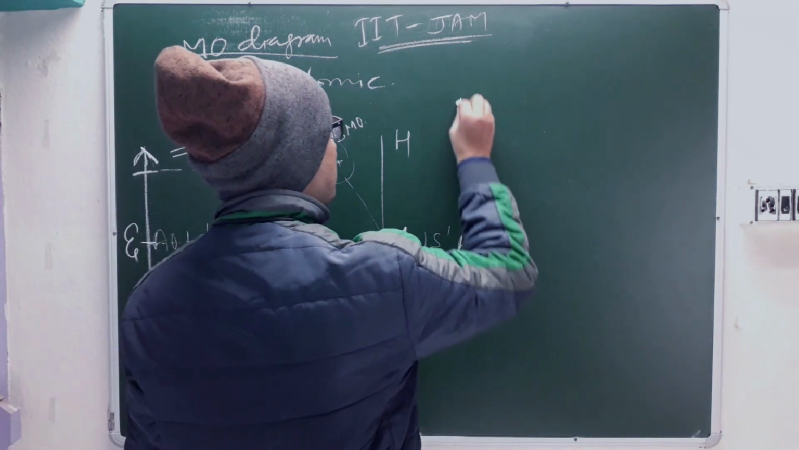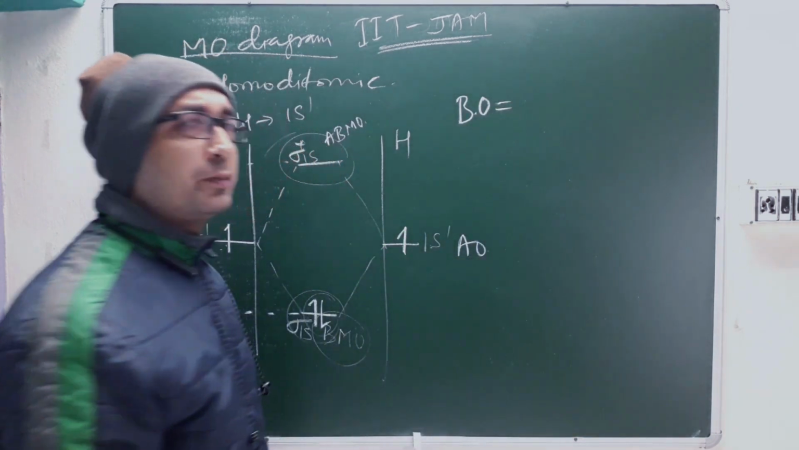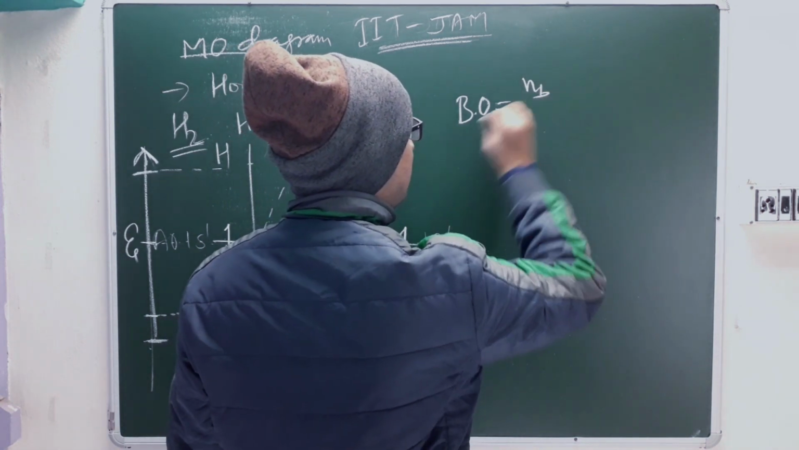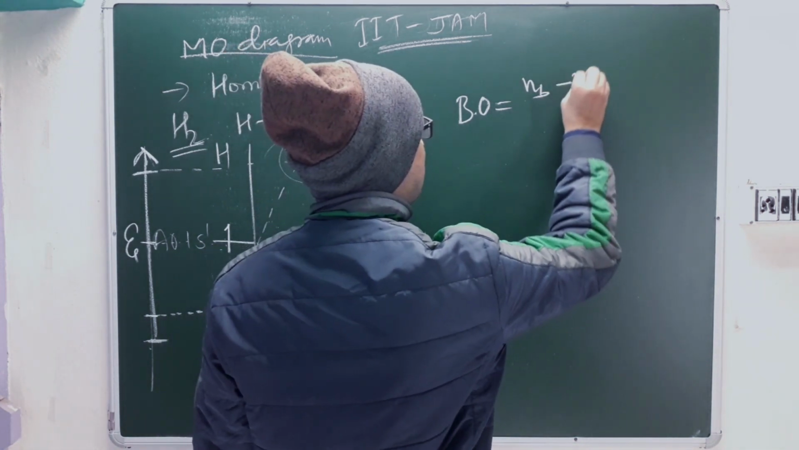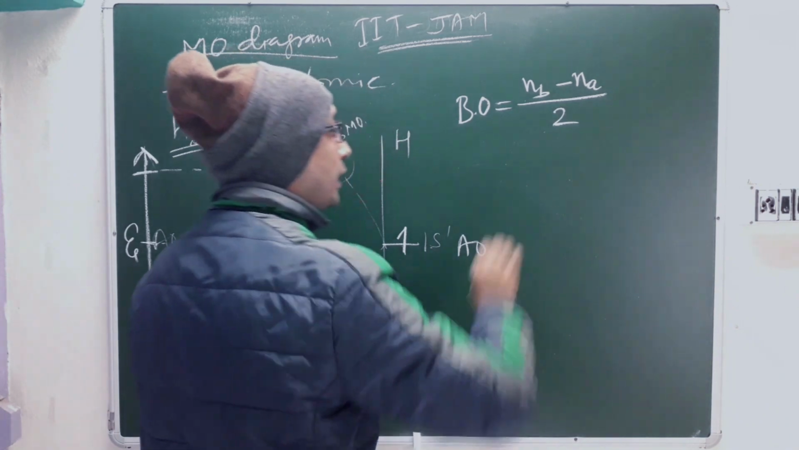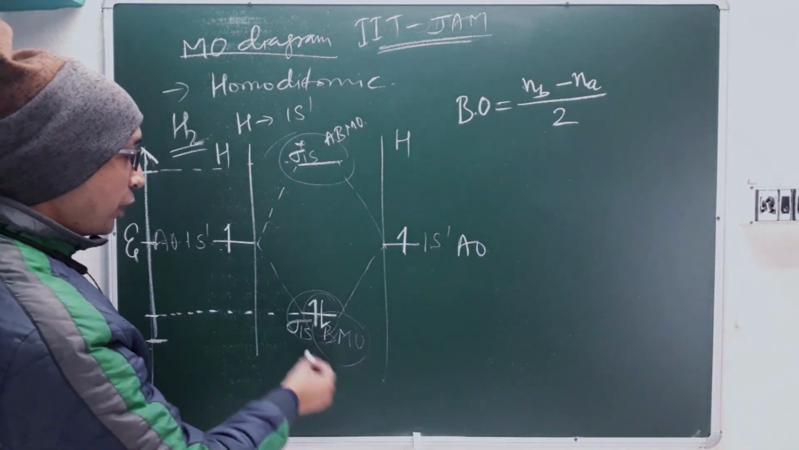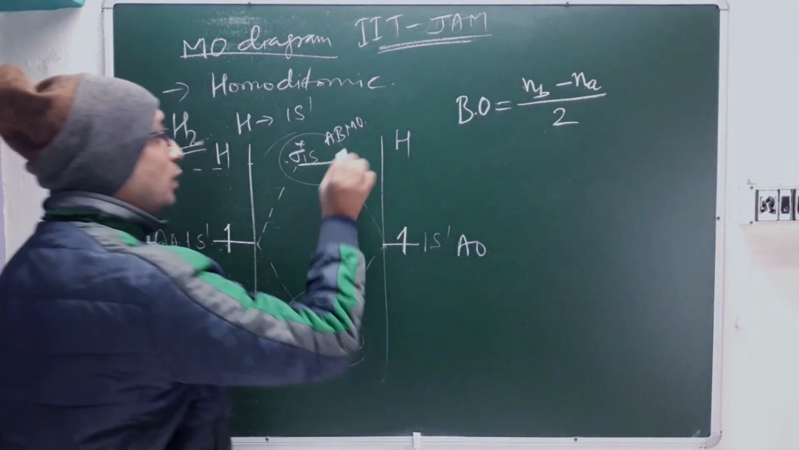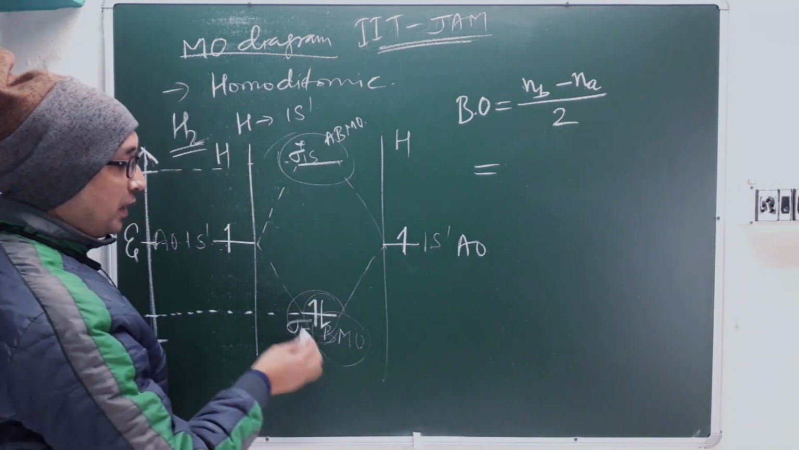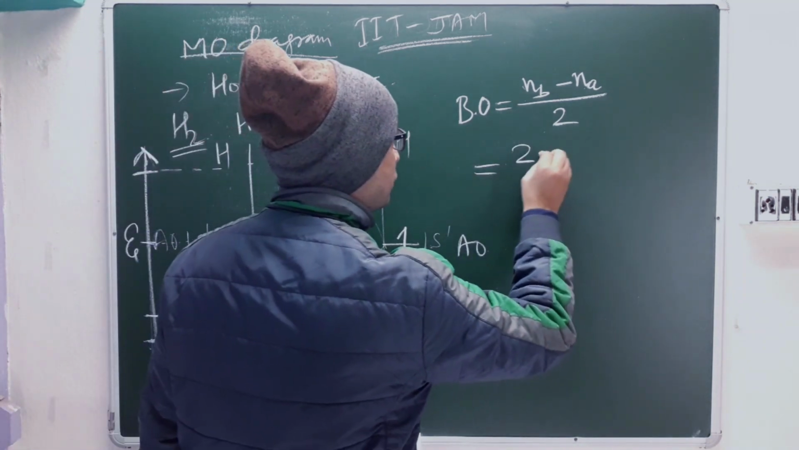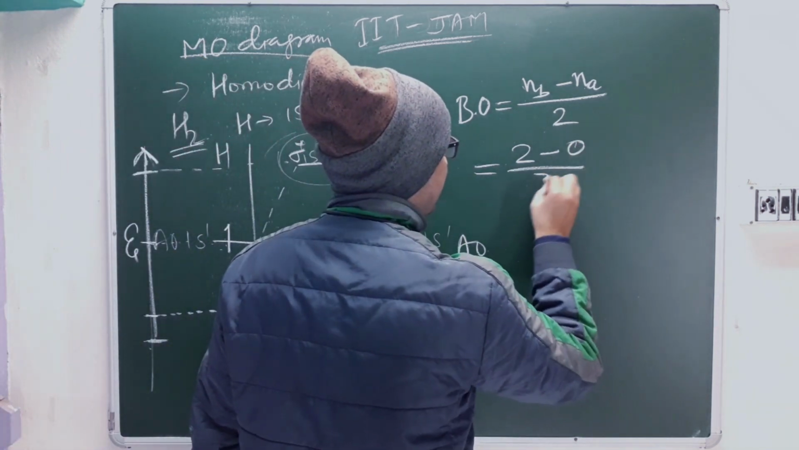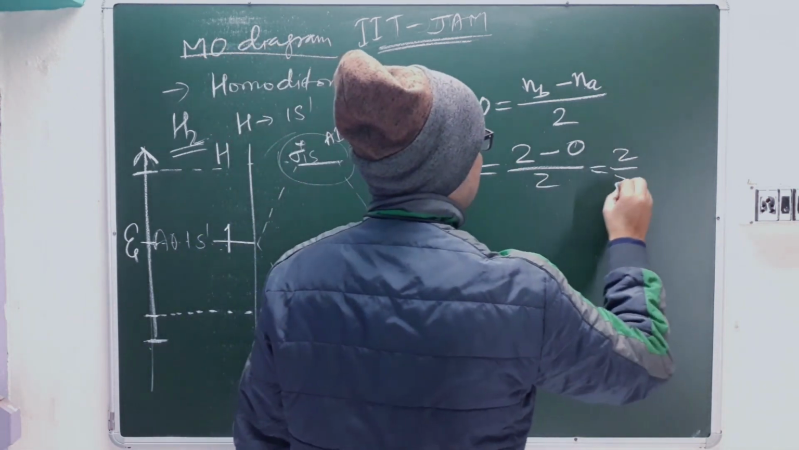What we are going to use is bond order. How do you calculate bond order? It will be the number of electrons in the bonding molecular orbital, minus the number of electrons in the anti-bonding molecular orbital, divided by 2. NB is the number of electrons in the bonding molecular orbital. Na is the number of electrons in the anti-bonding molecular orbital, correct? Now just put the values. In BMO we have only 2 electrons, so we put 2. Minus, in anti-bonding we don't have any electron, so we put 0, divided by 2. How much is it coming? 2 by 2 means 1.